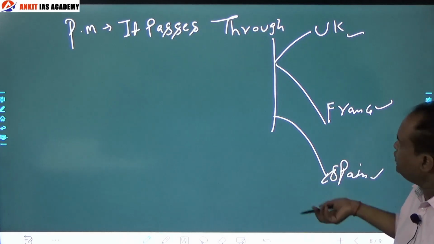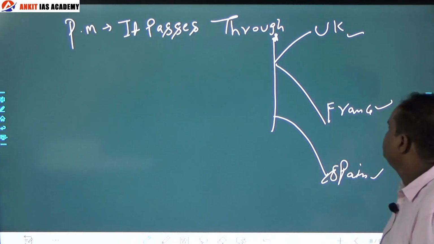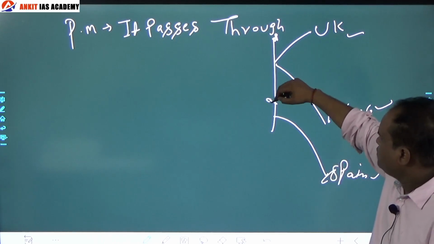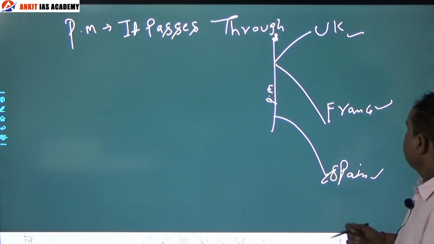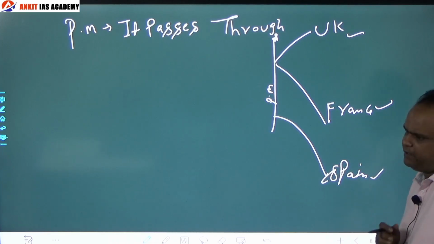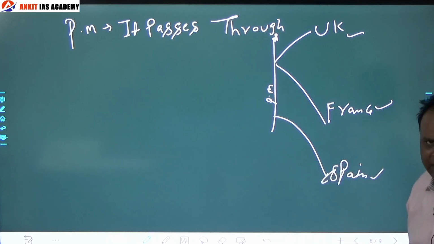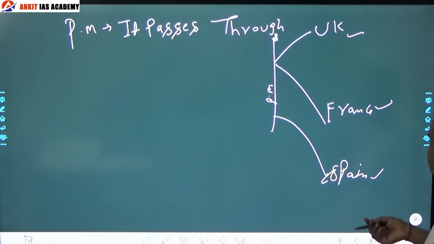It is the 0 degree longitude. UK, France, Spain. Just note down. Prime meridian passes through UK, France, Spain. One more thing is here. First, highlight this prime meridian on your political map of Europe.